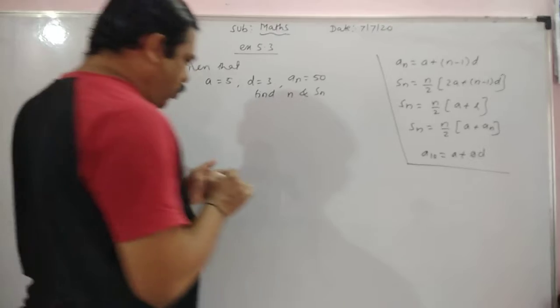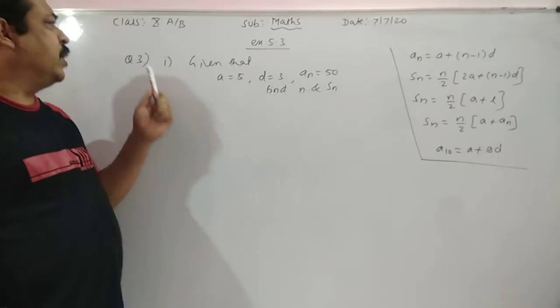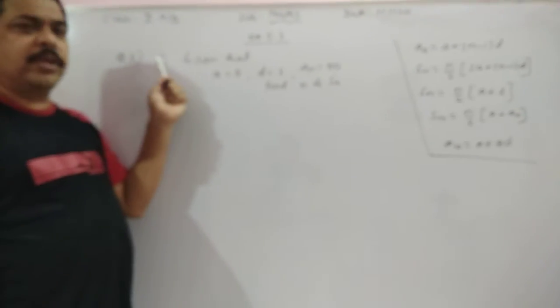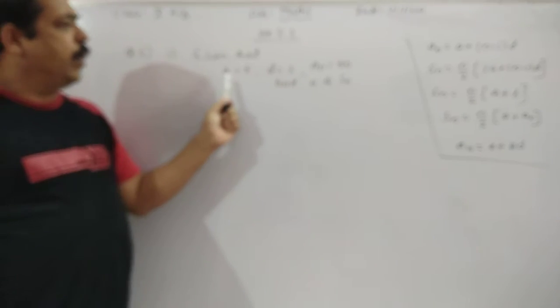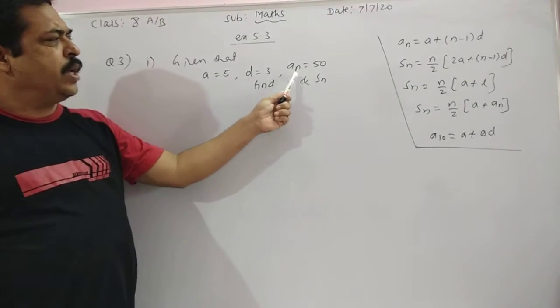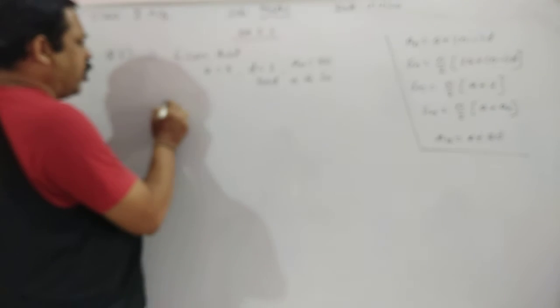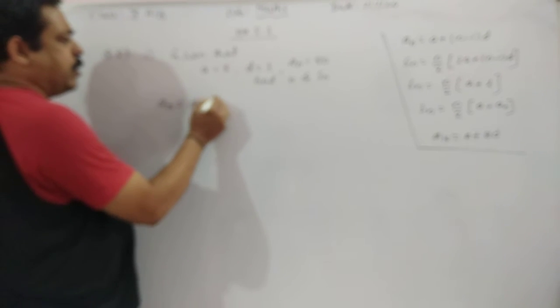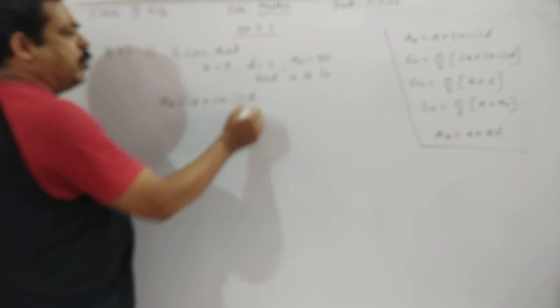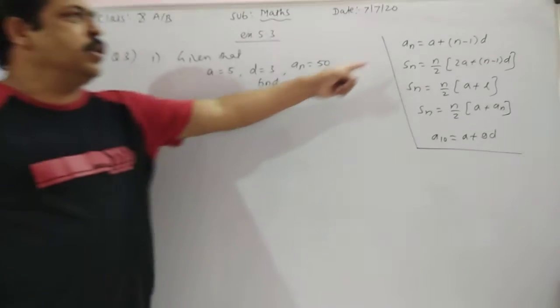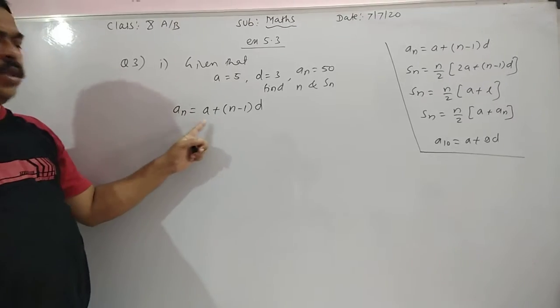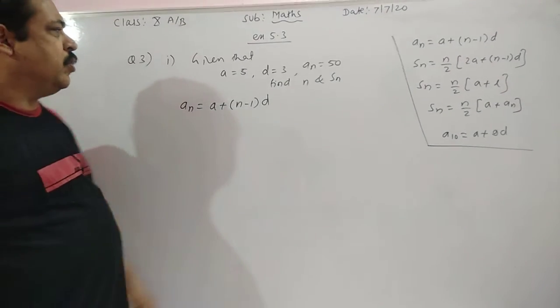According to these formulae, we have to solve the sums from exercise 5.3, question number 3. Question number 1. The value of A is given, D is given, AN is given. Find N and SN. First we use the formula AN is equal to A plus N minus 1 into D.